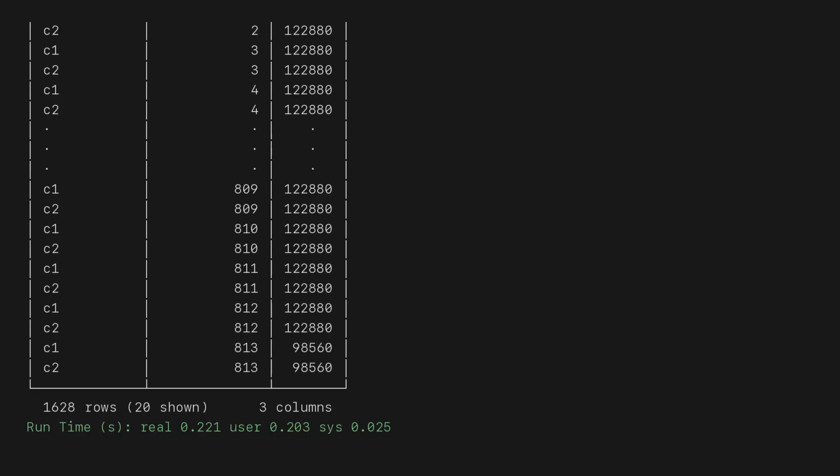2 columns times 814 groups, 1628 column segments. Each one has a min and a max. The entire skip logic for this 100 million row table fits in 1628 pairs of integers, a few kilobytes of metadata for a table that's hundreds of megabytes on disk.